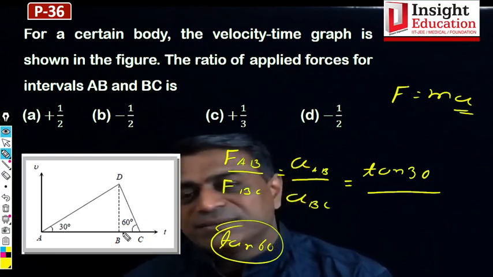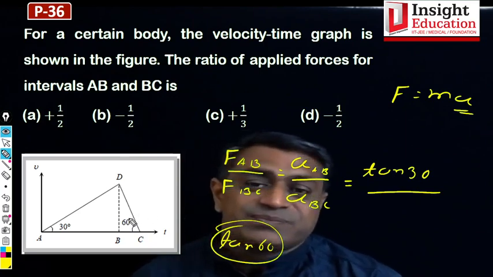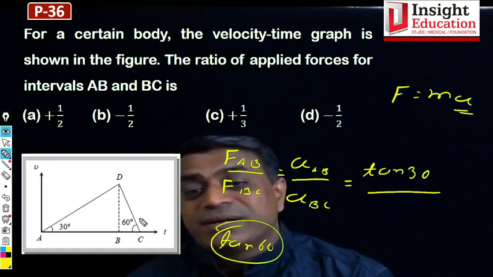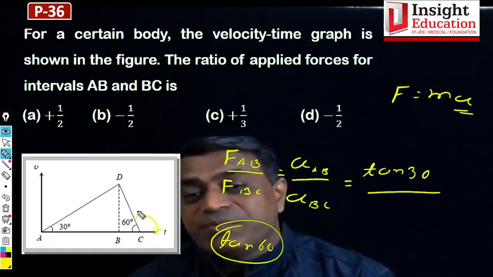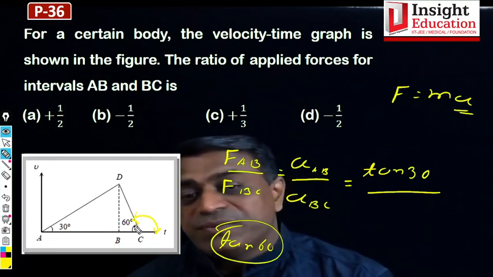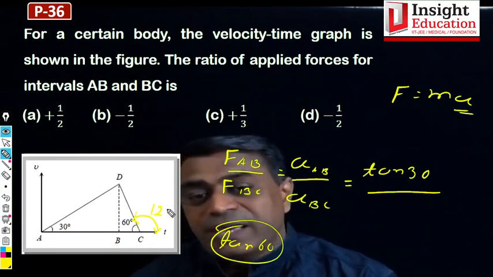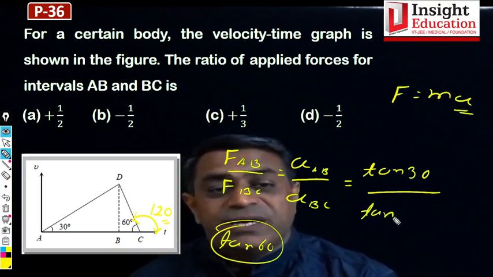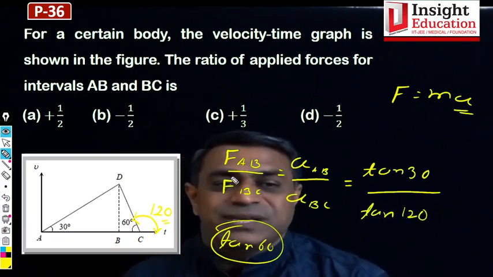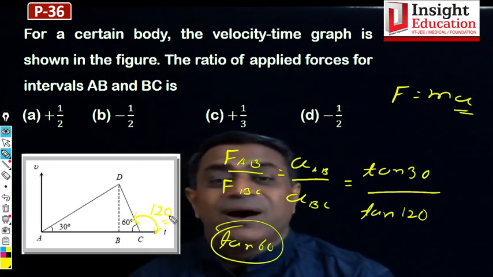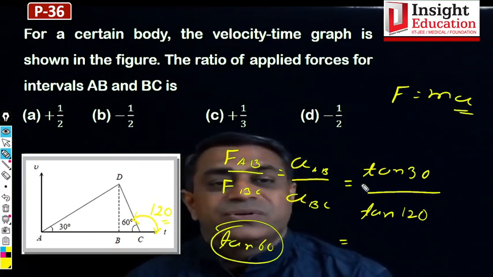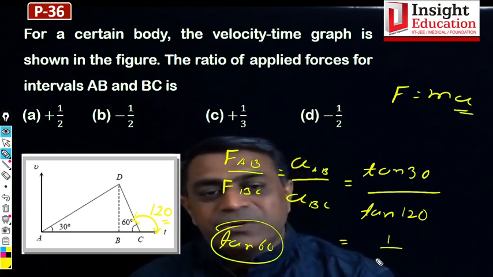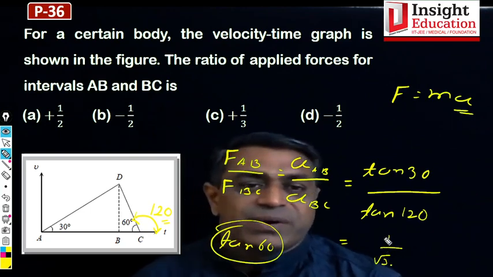Am I correct? Whenever we consider slope, we have to consider the angle with the positive time axis. So if this angle is 60, then this angle is 120. So I have to consider tan 120, not tan 60. So tan 30, and tan 30 is 1 upon root 3.